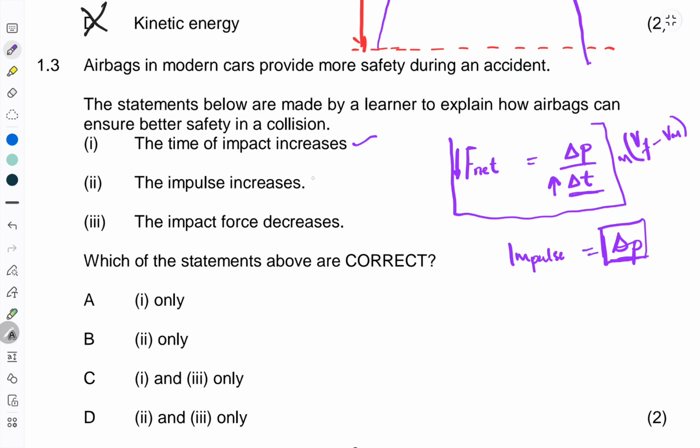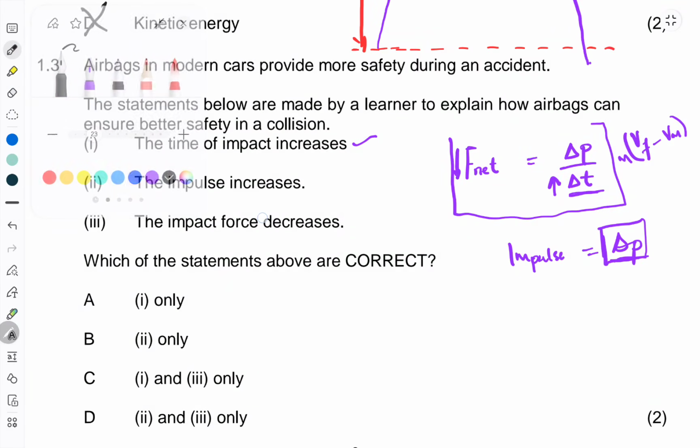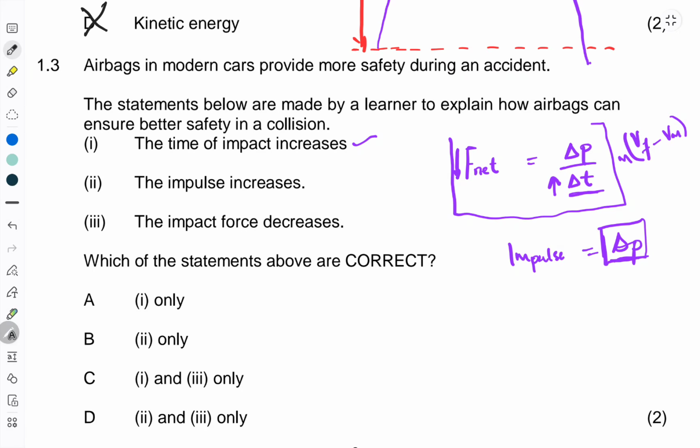That one will not work. So what will happen is we cross this one out. Oh no, we said this one is fine. We cross this one out. Right, so the correct answer is this one.